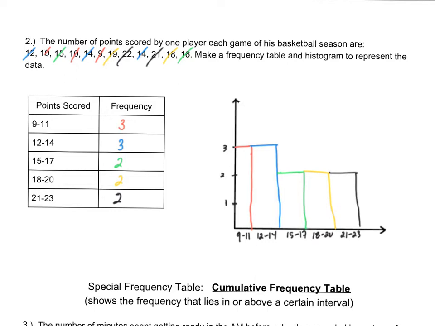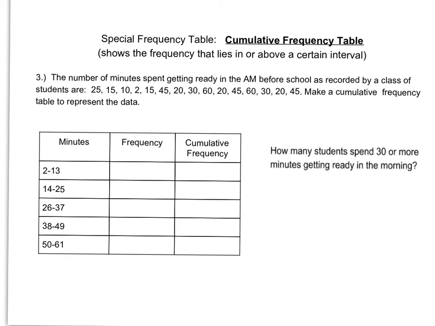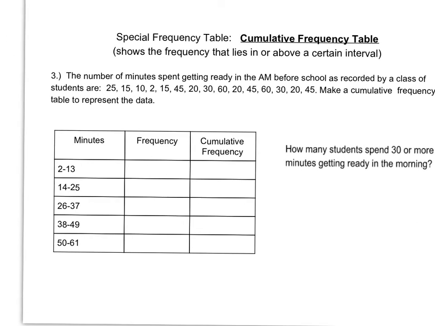All right, the next type is what we call a cumulative frequency table, which is very similar to what we just have, except we're going to add an extra column in here. We're going to add this column for cumulative frequency, okay? But we're going to start off the same. So we've got our different buckets here, 2 to 13, then we've got 14 to 25, 26 to 37, 38 to 49, and 50 to 61. Okay, so frequency in each of these.